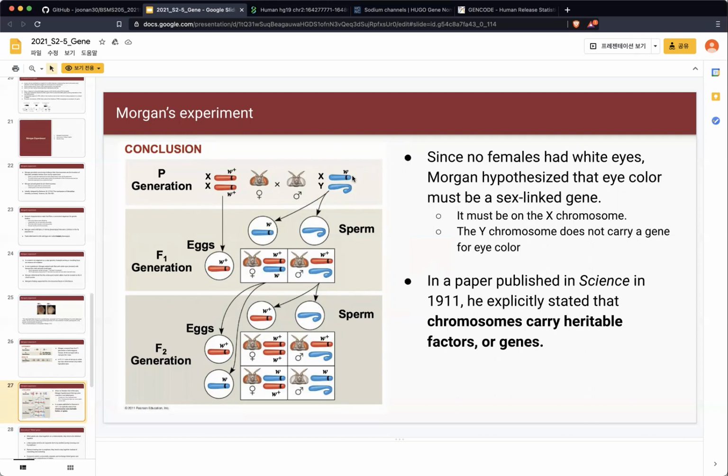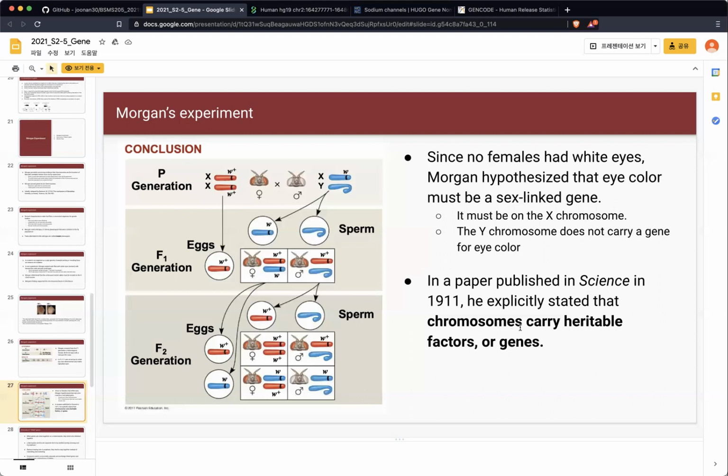So this changed the notion of Mendelian factors from chromosome to the concept of the gene, right? Because the Mendelian factor works as a gene, which determines the phenotype and works in an inheritance situation, right? And he published the paper in Science in 1911, and he explicitly stated that chromosomes carry heritable factors, or genes, right? That was a great statement at the time.